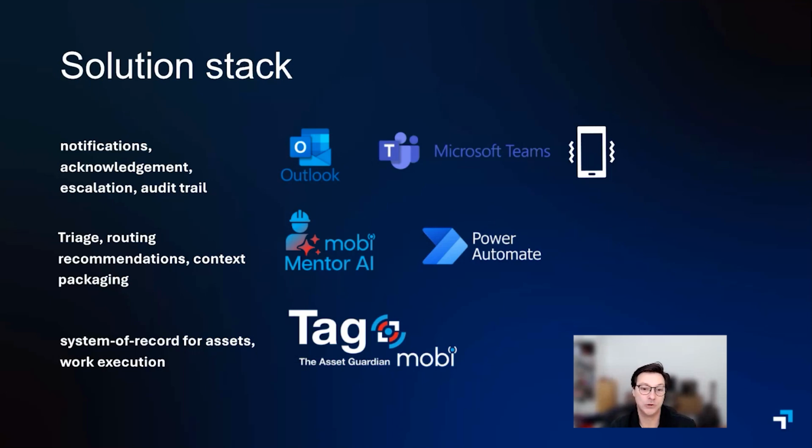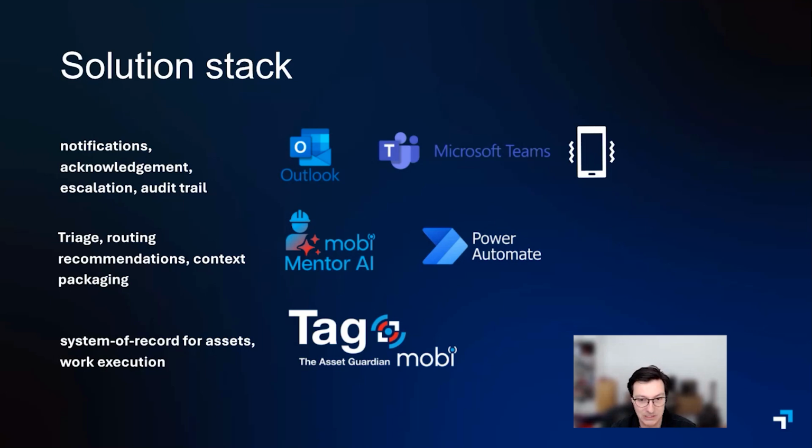Historically, if you've been on Tag for a while, we've been using Business Central workflows, very similar to purchase order approval workflows, but it has its fair share of limitations. What we will be showing today will be notifications through Mobi Mentor. Power Automate is still a very robust option.